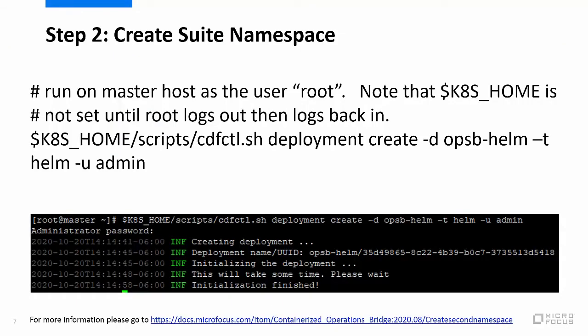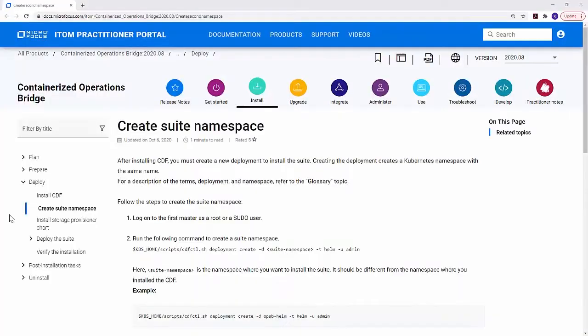Step 2 is to create the suite namespace. After CDF install is completed, the root user will need to log out and log back in for the KAS home environment variable setting to take effect. Then execute the cdfctl command displayed on the screen. For more information on Step 2, please visit the Create Suite Namespace page in the online documentation.